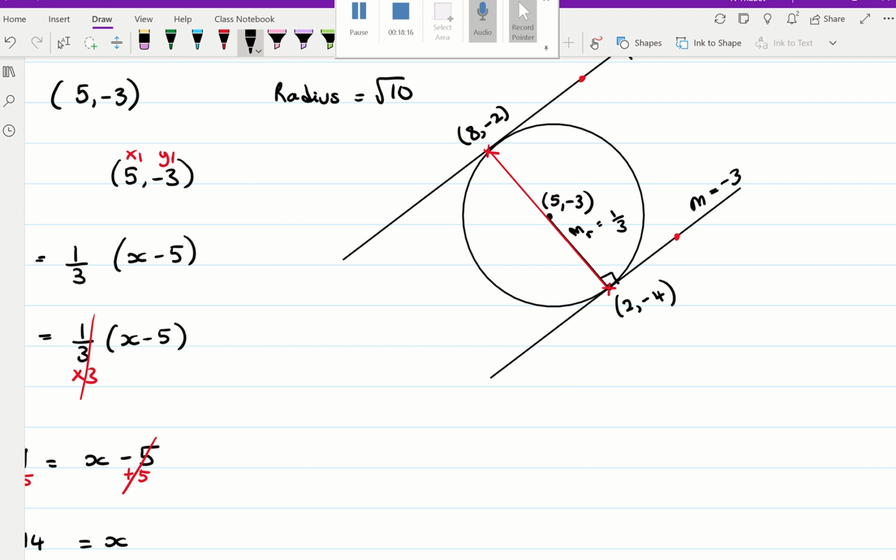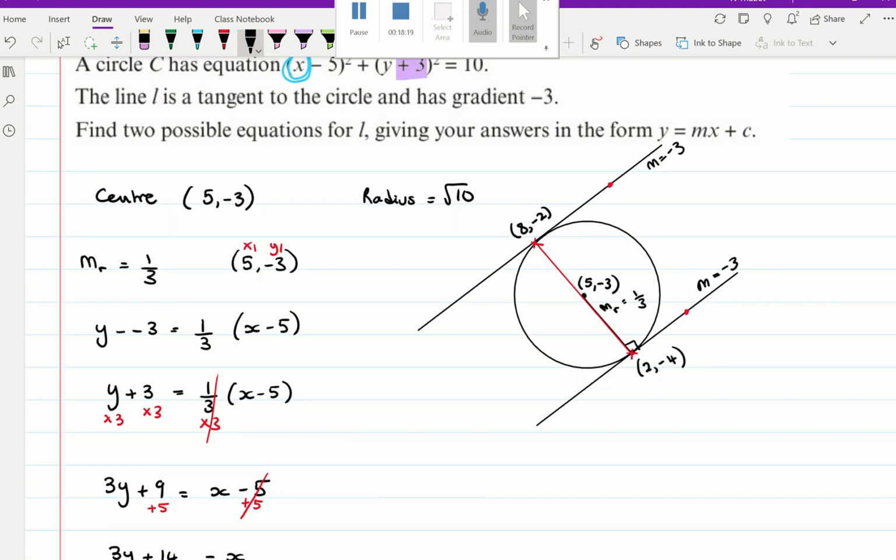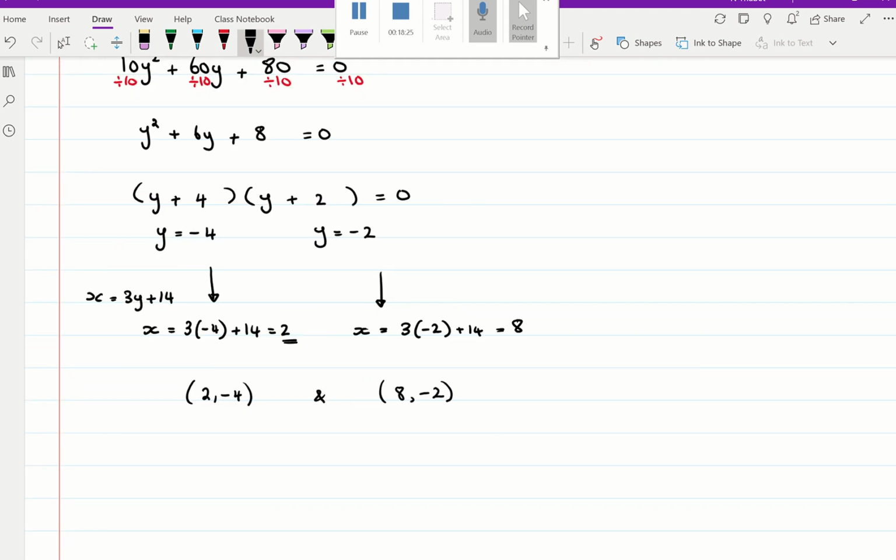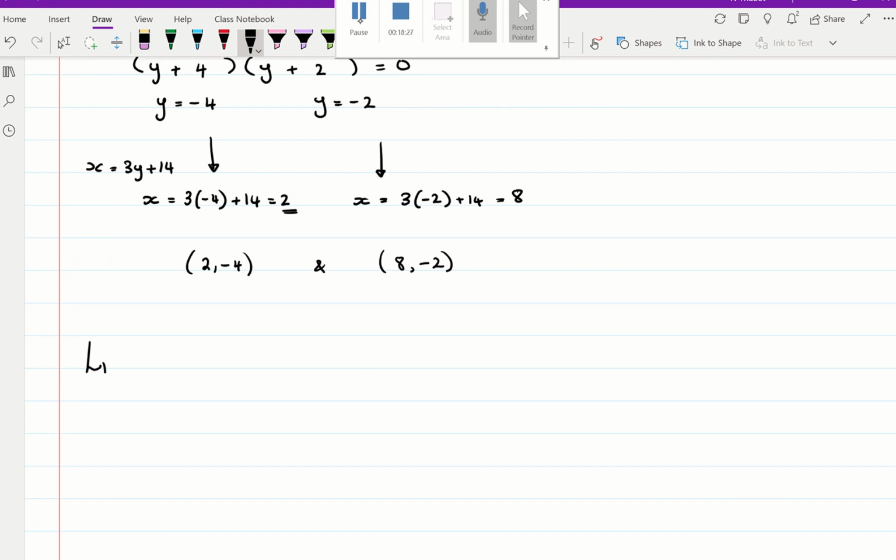So now I have a point that I can use to find the equation of the line, and the gradient is negative 3 for both lines. That's what I'm trying to find. Find two possible equations for L. So L1, we've got m equals negative 3, and let's use the first coordinate, this one. They want it in the form y equals mx plus c, so I might just use that. Y equals negative 3x plus c.